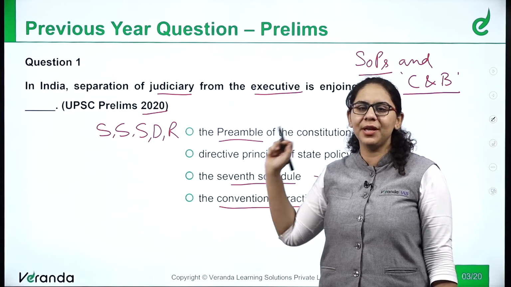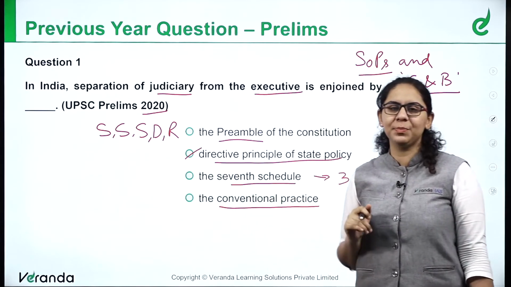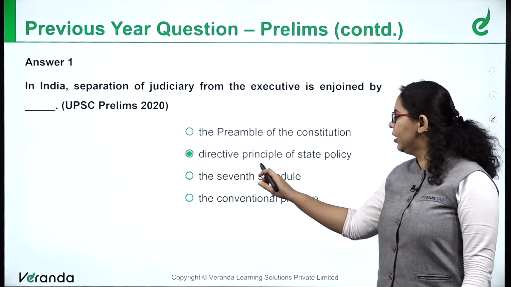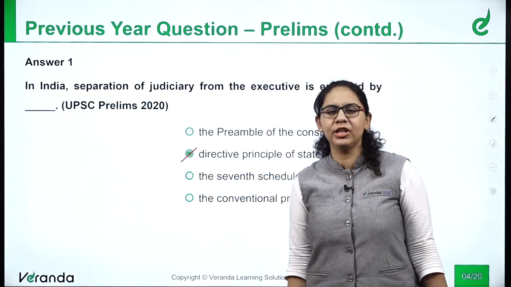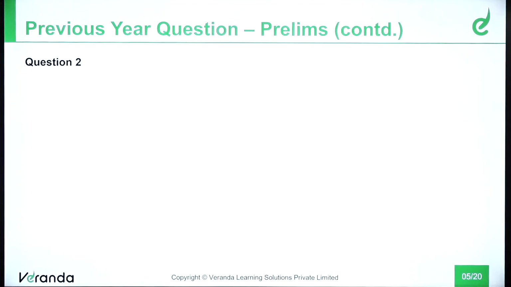Separation of power has a mention in what? The remaining, that is DPSPs. In DPSPs we have provisions regarding separation of power. So the correct answer will be option B, directive principles of state policy. The next type of questions, we will move ahead.